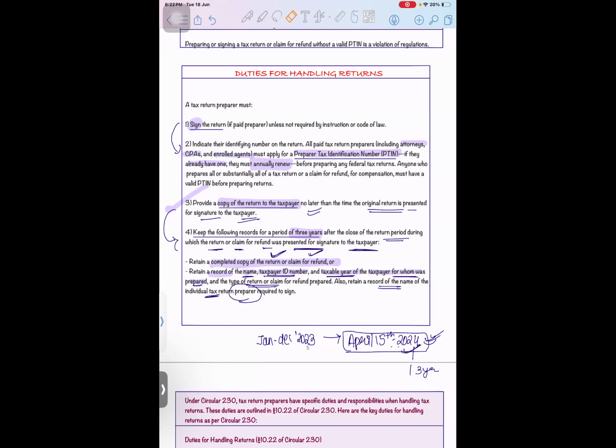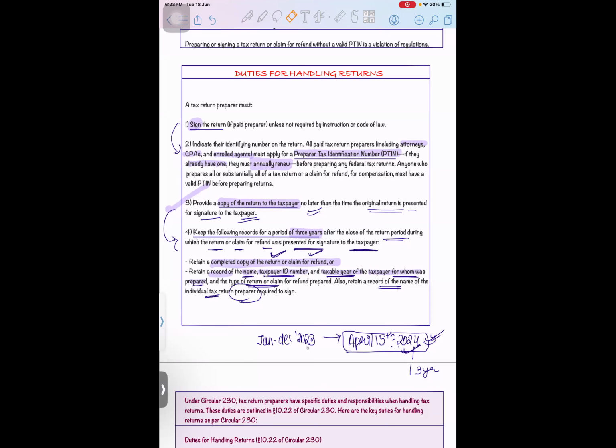What is the next step when you prepare a return? Your 4 duties are: sign the return, right? Second, put a PTIN number on it. Third, once you sign it, you provide a copy to the client. 2 copies you will provide: in 1 copy he will sign and give it back to us, and the second copy he will sign and keep with himself.